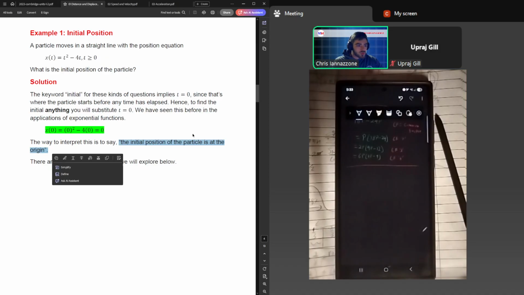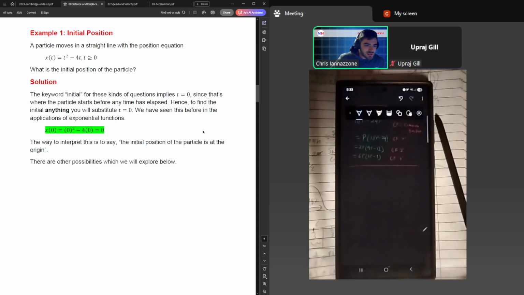And so the way you end up interpreting this, if you're asked to interpret it, is you would say that the initial position of the particle is at the origin. That's all we're doing there.